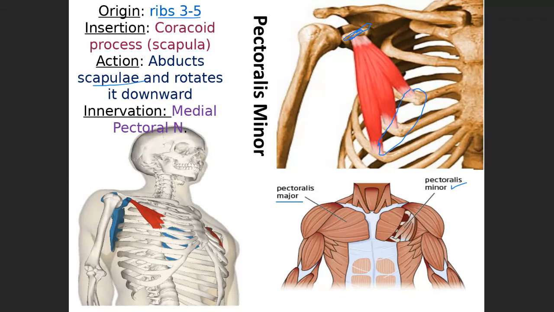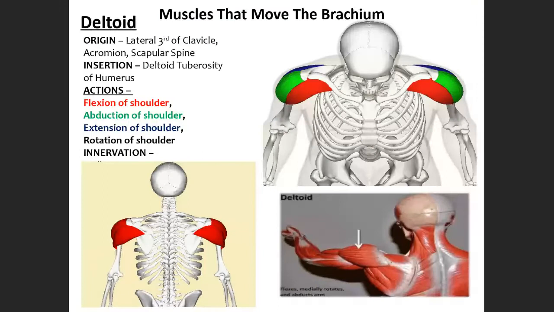scapula. So what is it going to do? It's also going to abduct the scapula. You know, if it's pulling it this way, right, it's going to pull the scapula away from the midline and a little bit of rotating it downward. And the nerve is called the medial pectoral nerve. So let's move on to the next muscle.